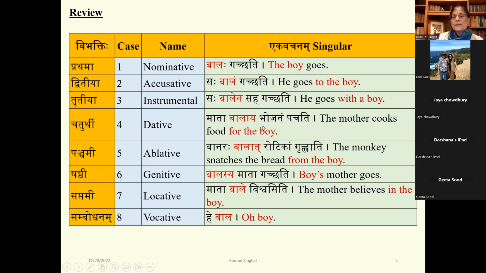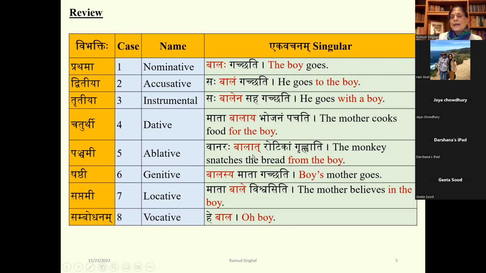Now for the boy, the preposition is for, so it will be Chaturthi Vibhakti, case 4, dative, and the form would be Balaya. So Mata balaya bhojanam pachati. The mother cooks food for the boy. The monkey snatches the bread from the boy. So from is a Panchami Vibhakti preposition. So it is the Panchami Vibhakti, case 5, ablative. So from the boy would be Balat.